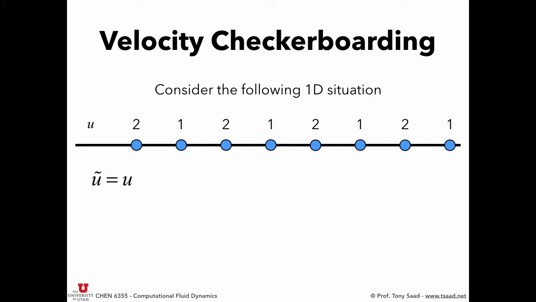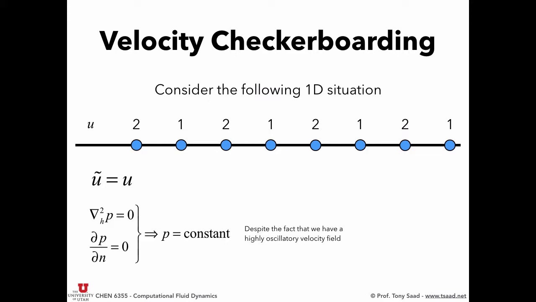So in other words, u tilde is going to be equal to u. And when u tilde is equal to u, then your Poisson equation gives you 0. With Neumann conditions, it gives you a constant pressure. So there's no way for this highly oscillatory velocity field to cause pressure changes. Okay, so it's going to cause the opposite problem that we saw earlier. Despite the fact that we have a highly oscillatory velocity field, your pressure is always constant. So you can run the numbers by hand.